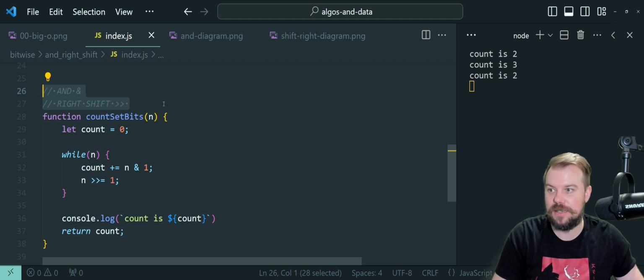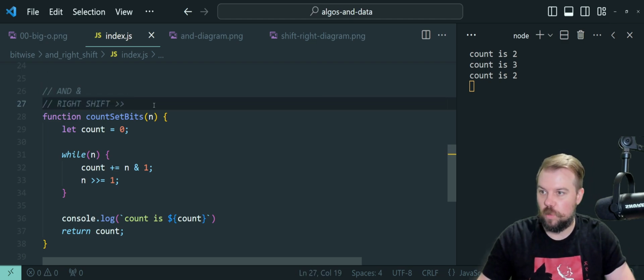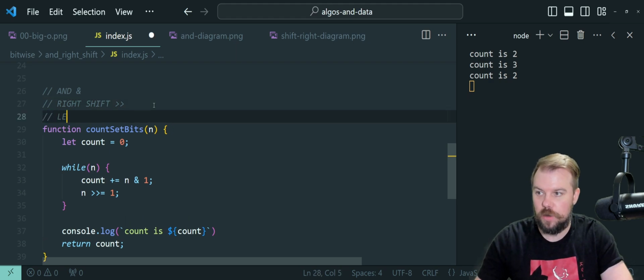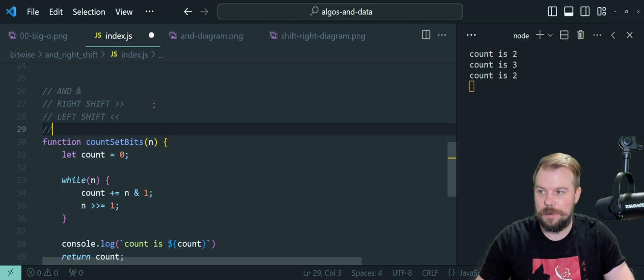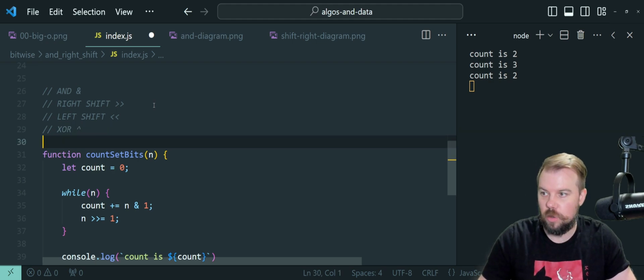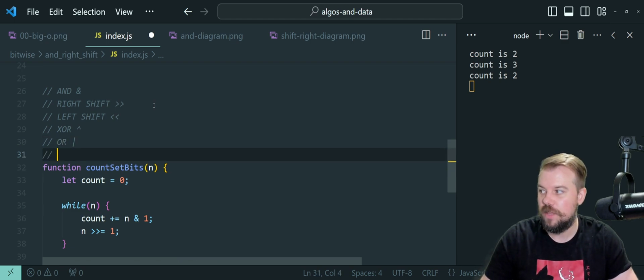We have the and ampersand operator. We have the right shift. As you can imagine, there's also a left shift operator, which looks like that. Also can take a number after for how many bits to shift to the left. We talked about in the previous video the exclusive OR, aka the XOR operator, but we also have the OR single pipe operator. And we also have the not, which is the tilde right there operator.